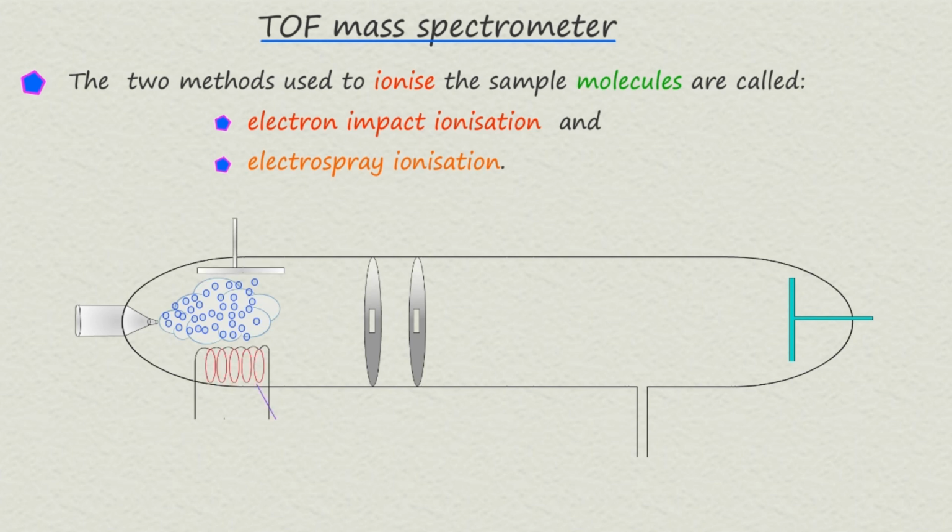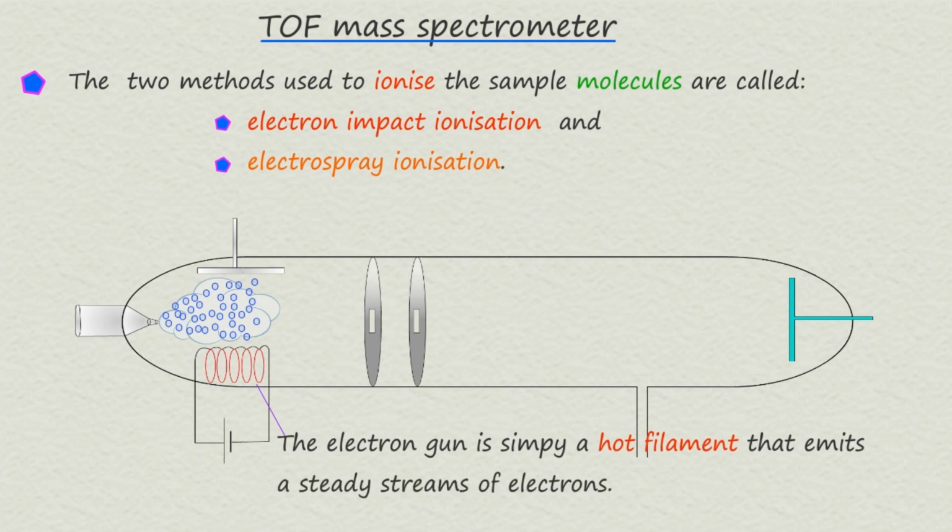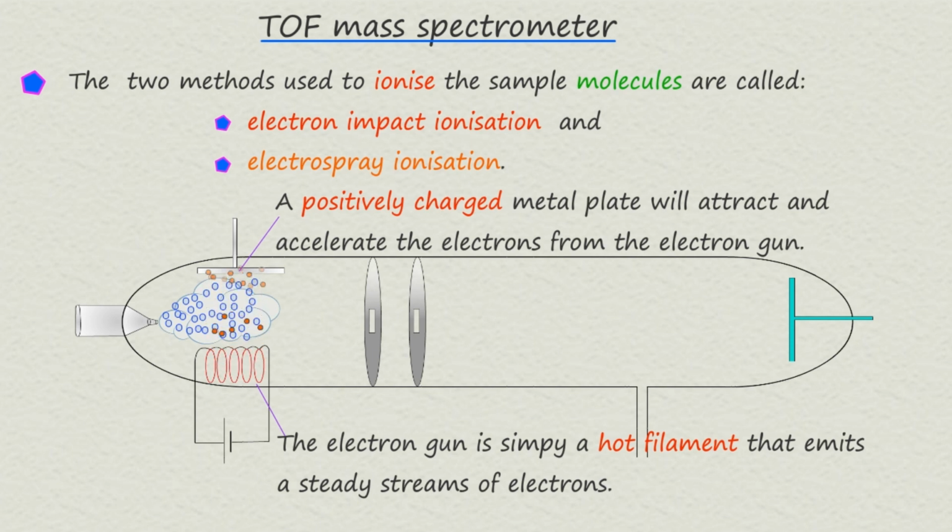Here, an electron gun, which is essentially just a filament or wire, is heated up to a very high temperature, somewhere in the region of 2000 to 2500 degrees Celsius. Now, at this high temperature, the hot wire or filament will emit a steady stream of high energy, fast-moving electrons. These electrons will be attracted to a positively charged plate opposite the electron gun. This positively charged plate will attract and accelerate the electrons given off by the electron gun.